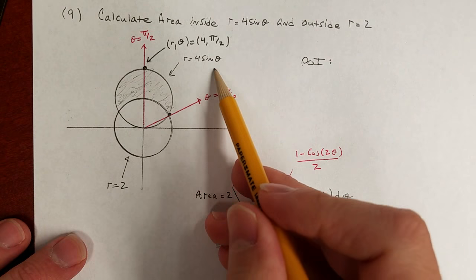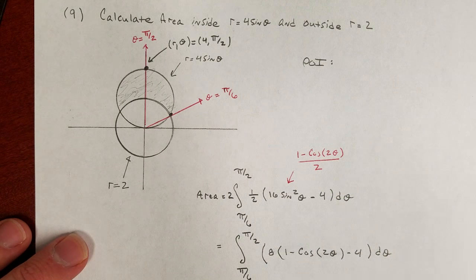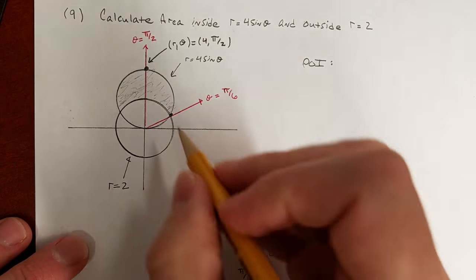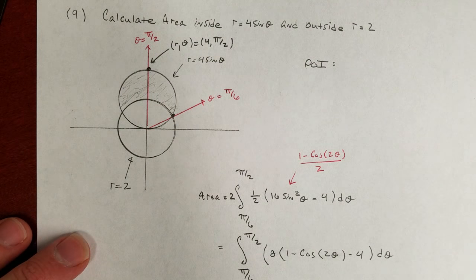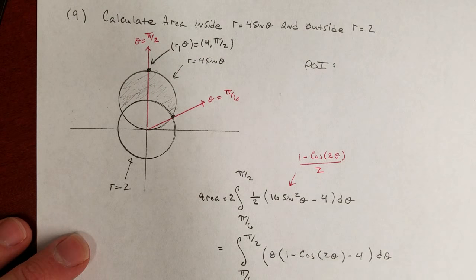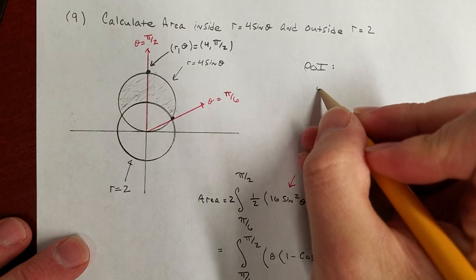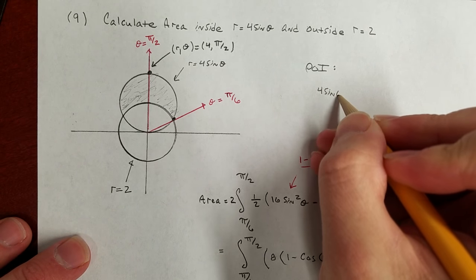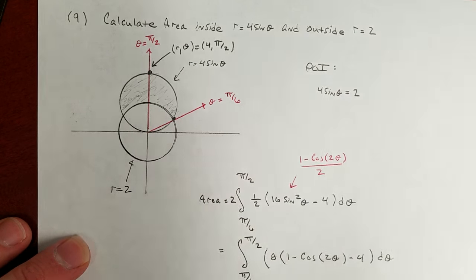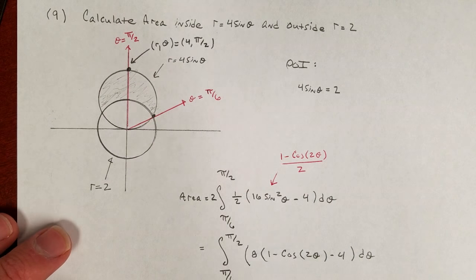Well, these two curves would be equal to each other at that point of intersection. Right? That's the point they share. They have everything in common at that point. So to find the point of intersection, I set 4 sine theta equal to 2, and then I extract some solution to that.